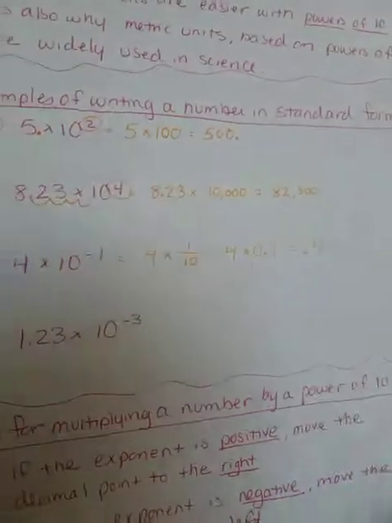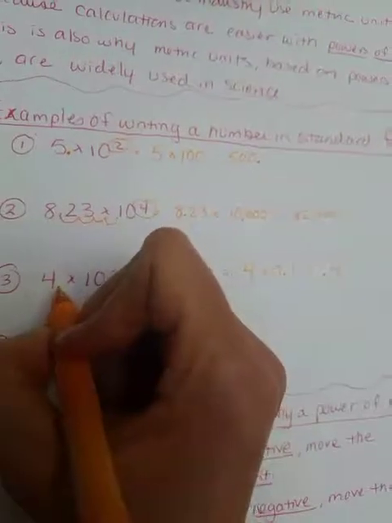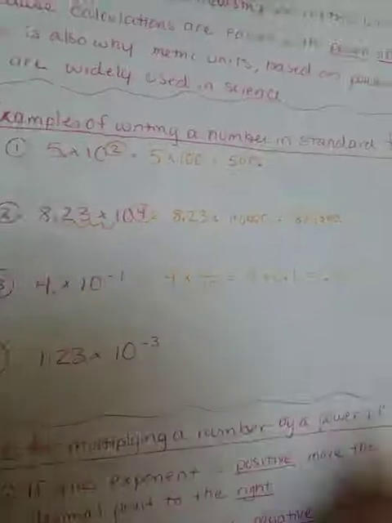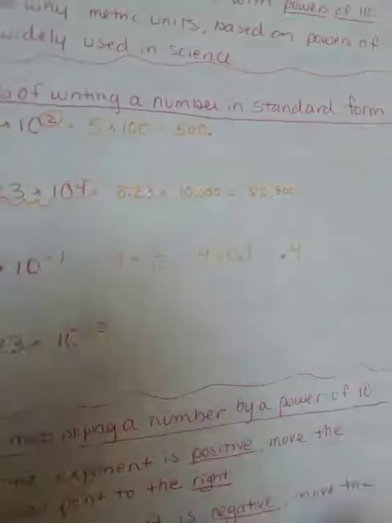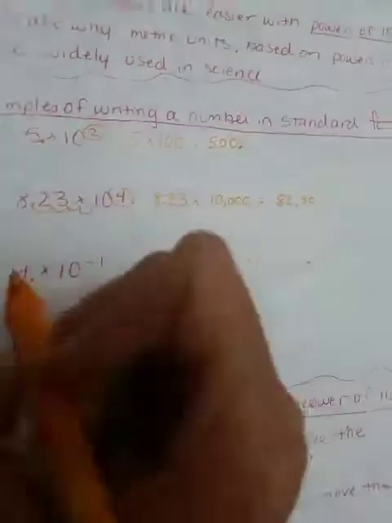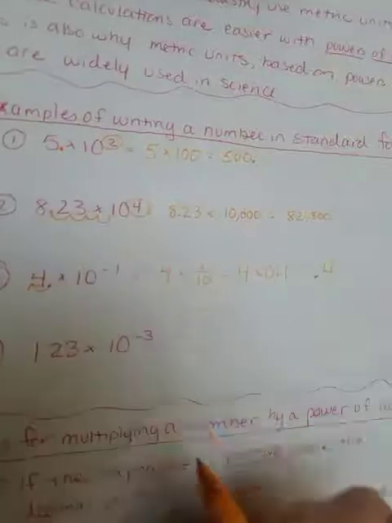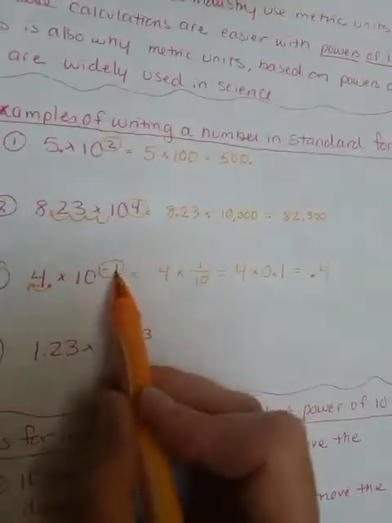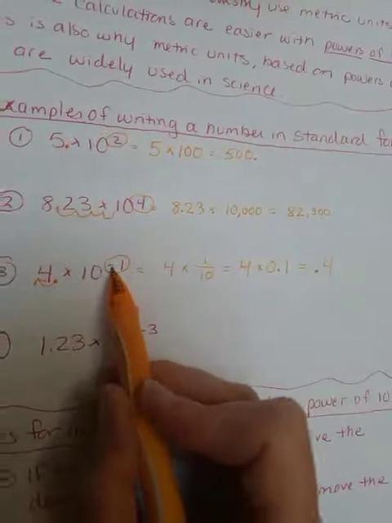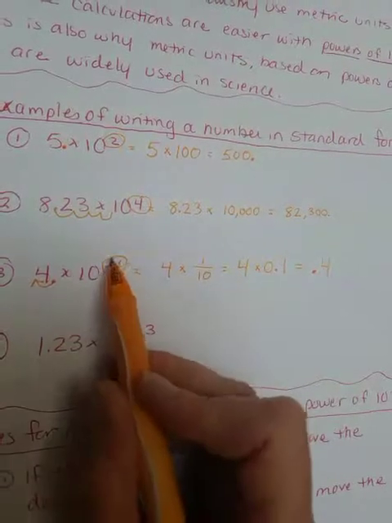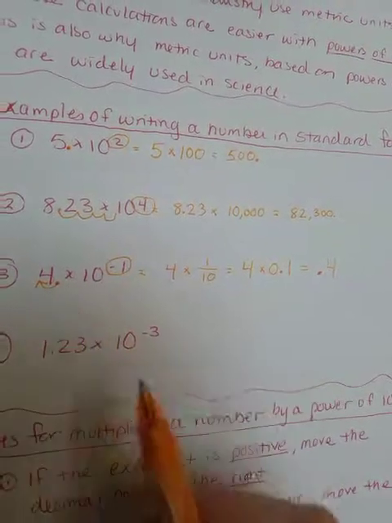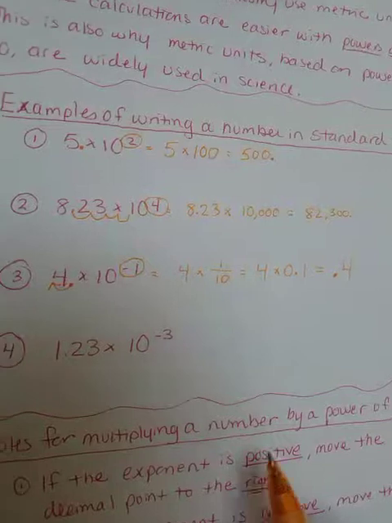0.4. So over here in the original problem, the decimal point was behind the 4. Now it's in front of the 4. How did it get there? It went once to the left. Why? Well, because you have the exponent of 1, but now we have a negative, so when we have a negative exponent of 10, that tells us to move it to the left.